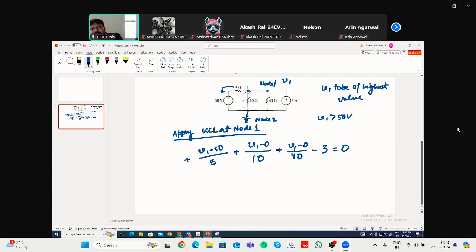Conservation of charges: the amount of charges that are going into a node, the same amount of charges will be flowing out. And if you take that this amount of charges is flowing in and out for this much amount of time, that means dq by dt, that means current. So the same thing we are writing.